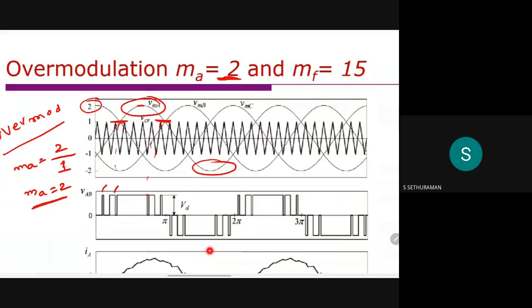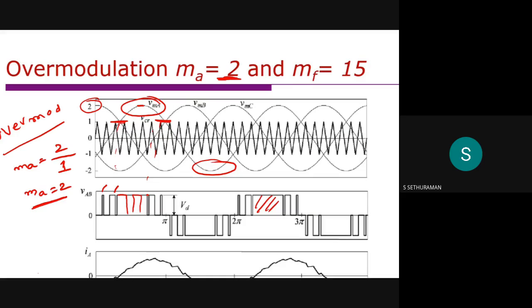Clear? So earlier you have these, right? Because of intersecting points. So now there is no intersecting point with the carrier and the modulating signal. So therefore, directly you'll get this bigger pulse, something like this, right?